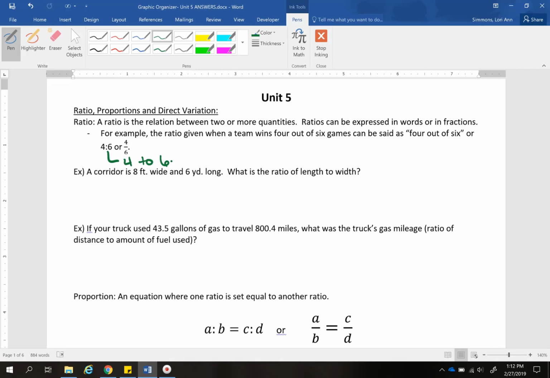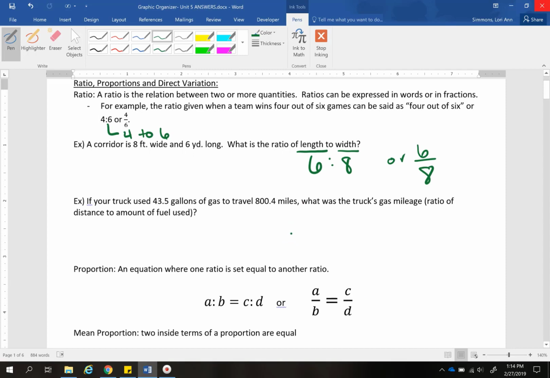Let's look at an example. A corridor is 8 feet wide and 6 yards long. What is the ratio of length to width? So we have our length is 6, and our width is 8. If we wanted to write that as a fraction, we could write this as 6 over 8.